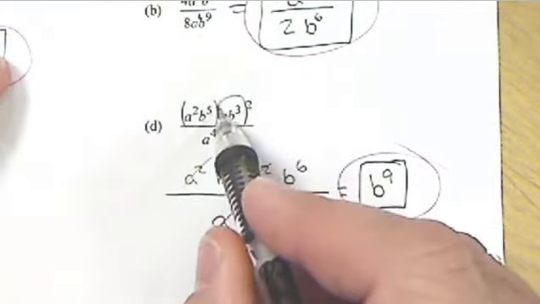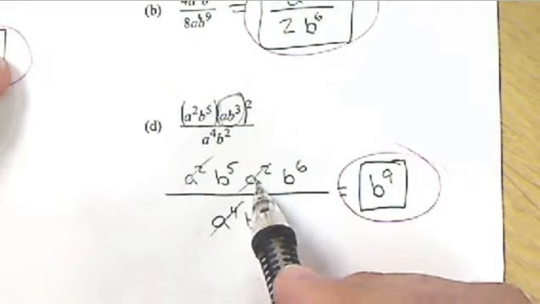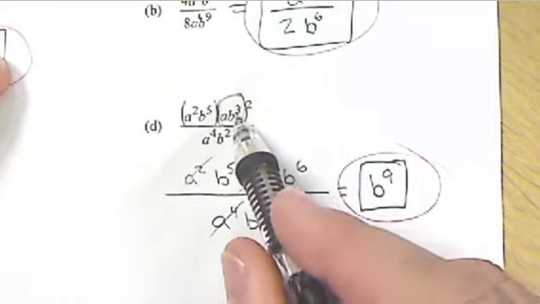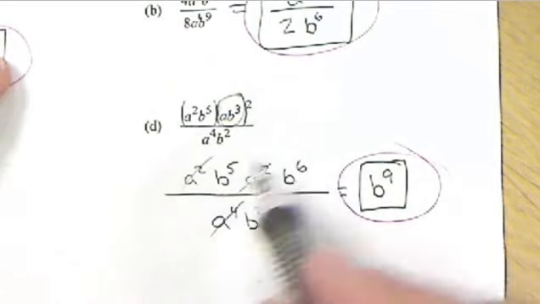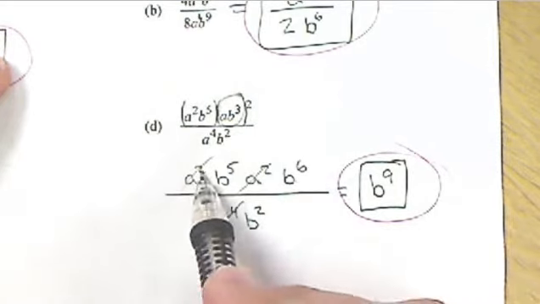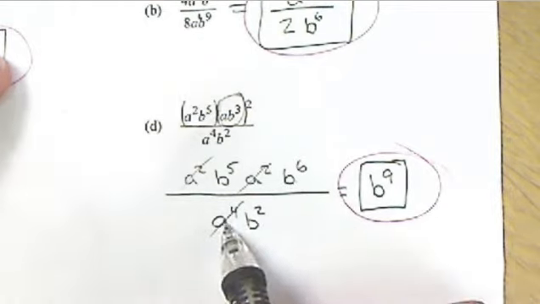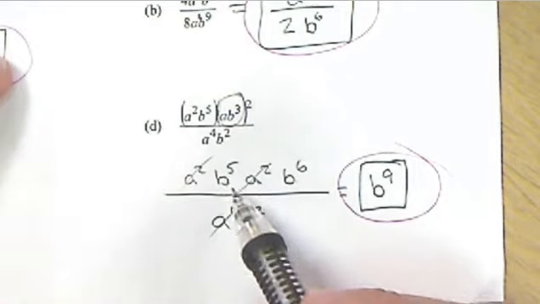I must do these exponents before I can do this multiplication here. So that gives me a squared and b to the 6th, because it's a power raised to a power. You multiply the exponents. a to the second times a to the second is a to the fourth over a to the fourth is just 1. So 1 times b to the fifth is just b to the fifth.